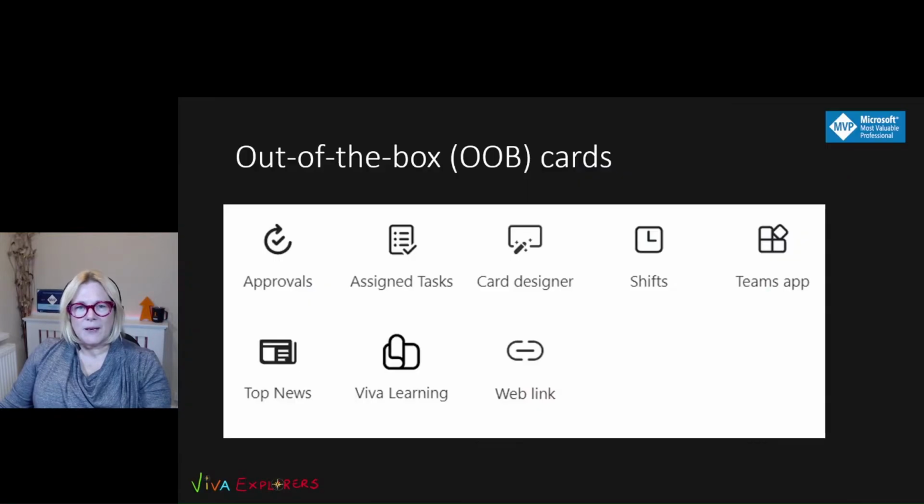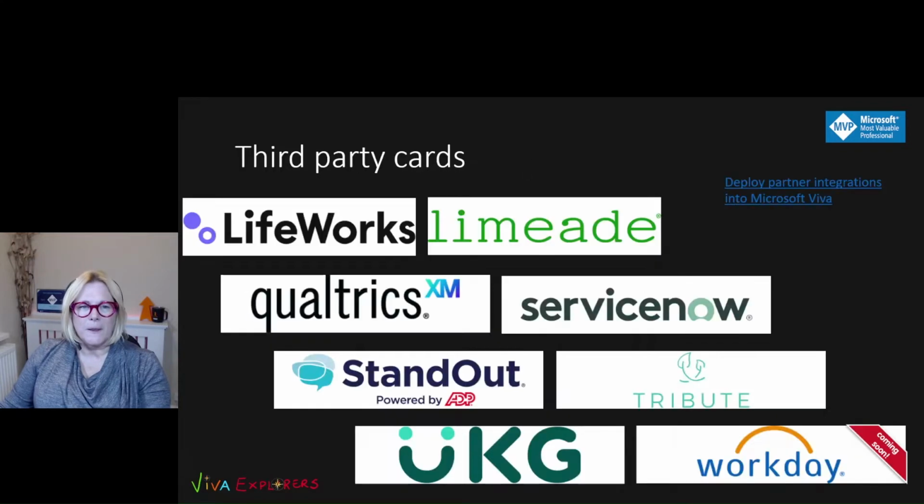Now, the dashboard cards can either be created from out of the box cards. So these are really quick, simple things that you can set up. Things like if you're using the approvals process, you can have an approvals card. If you're using Tasks and To Do, you can have a card there that shows you the activities you need to do today. For example, if you're using Shifts, other Teams apps, etc. So you can have out of the box cards.